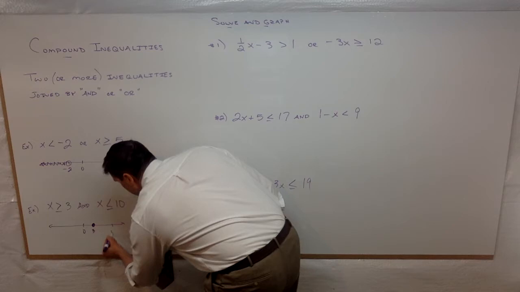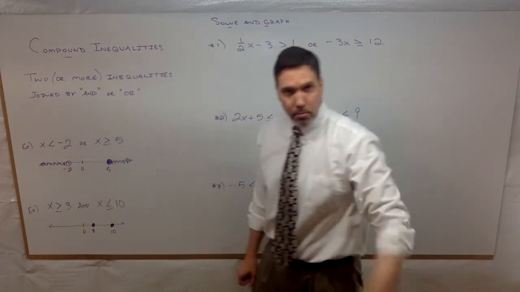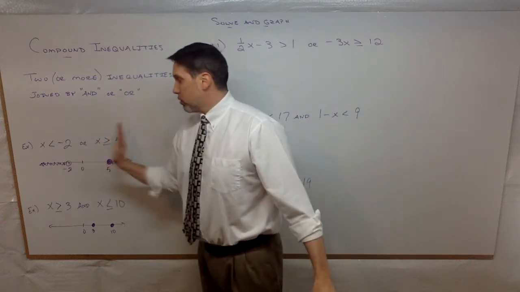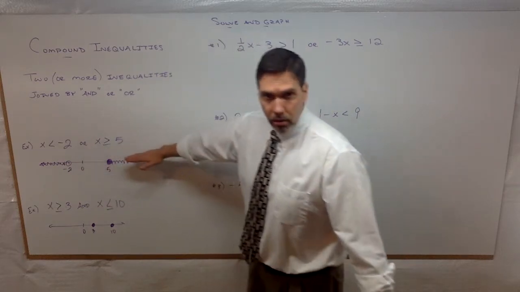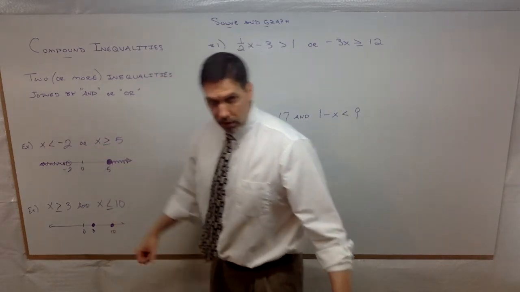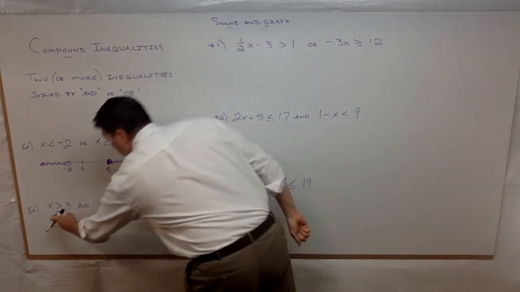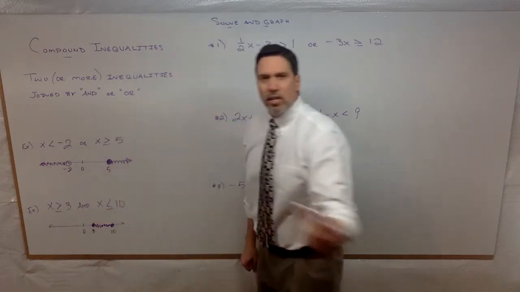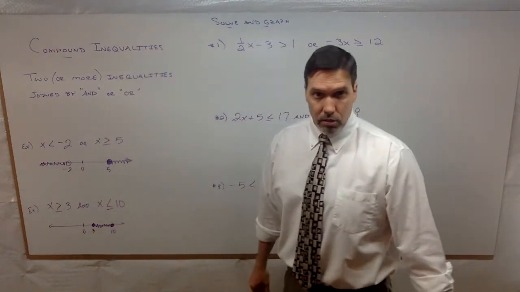So we have to consider both of these statements together before we really conceptualize an idea of where the solution is going to lie, as opposed to here, where I just graph all the numbers less than -2. Those are all good. And anything greater than or equal to 5 because of the "or." With the "and," we have to think what qualifies with both. So anything greater than or equal to 3, yeah, as long as it is less than or equal to 10. So our solution is kind of sandwiched in between these two numbers.